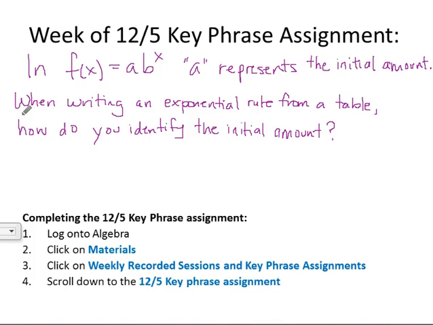In this recording, we looked at how we can write exponential rules from a table. When we do that, how do we identify the initial amount? How do we identify that a value when looking at a table? What entry in that table will represent the initial amount?